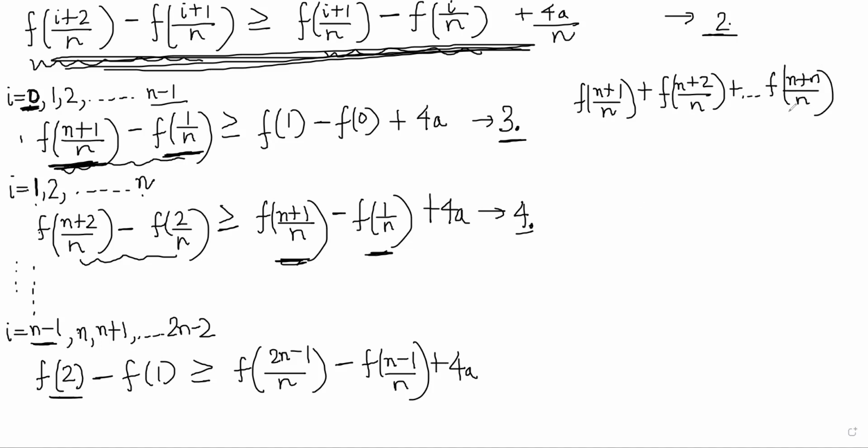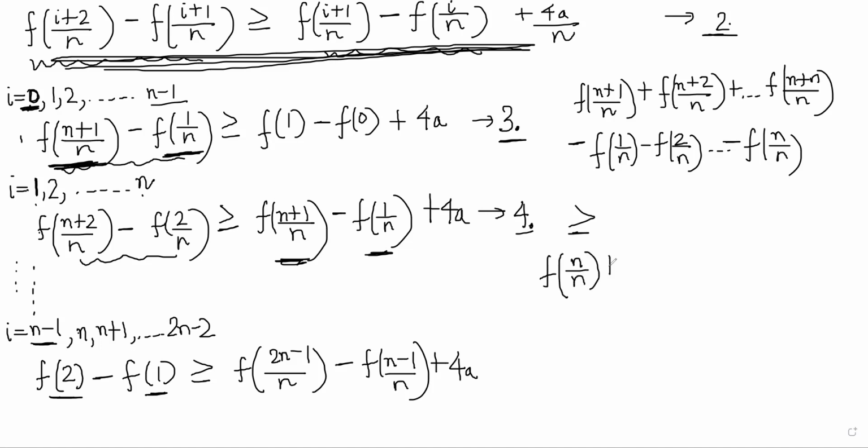This is f of 2, n plus n by n, minus f of 1 by n, minus f of 2 by n, and go on till minus f of n by n, which is f of 1 here, is greater than or equal to. On the other side I will get f of 1, which is f of n by n, plus f of n plus 1 by n.